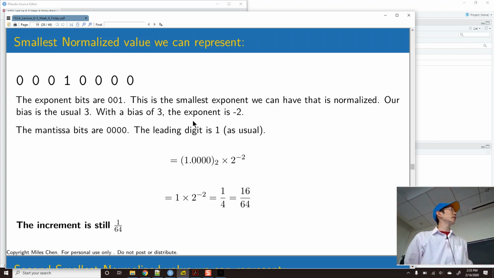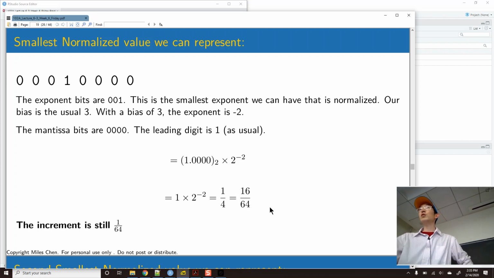And this becomes 1, so now we're in normalized mode, regular normal mode, okay? Our bias is 3, and so my exponent is 1 minus 3, my exponent is still negative 2. The mantissa bits are all 0, and now the leading digit is 1, as usual, because this is now normalized mode. So I've got 1.000 times 2 to the negative 2, and that's equal to 1/4, or 16/64ths, okay?